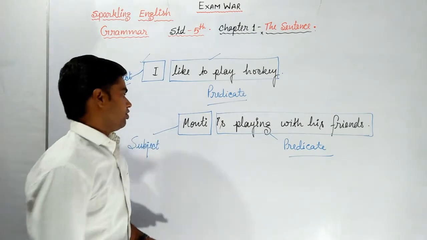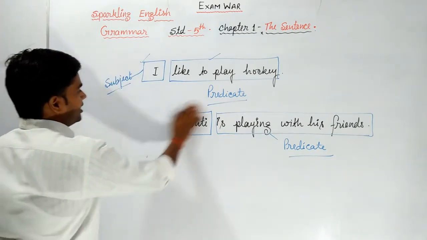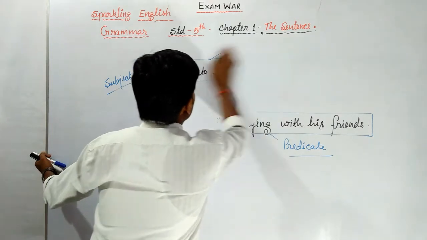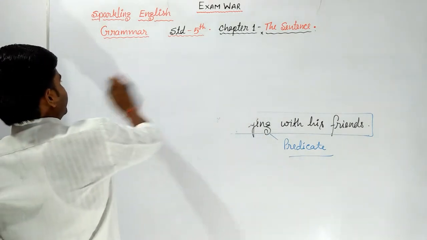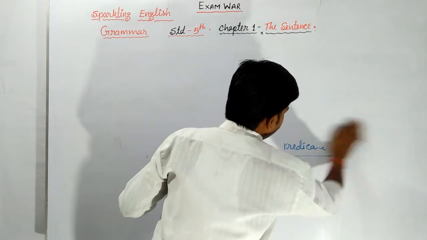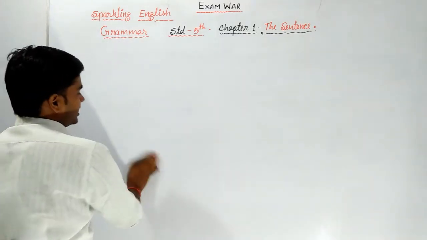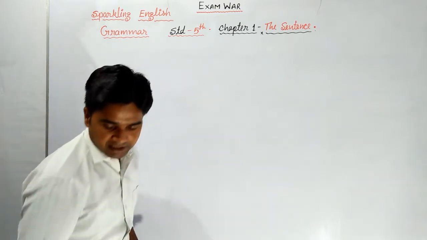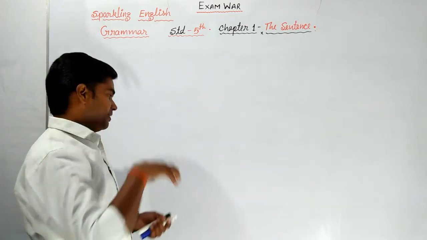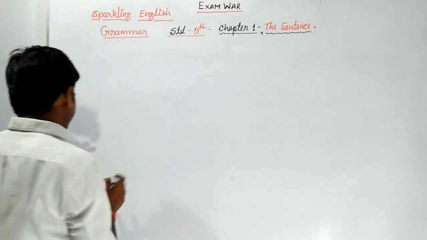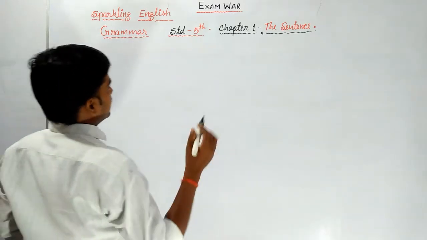So the next point is object. Next point is how to find out the object in the sentence. Dear students, a sentence can have no object, minimum no object, and maximum two objects. Let's take an example.